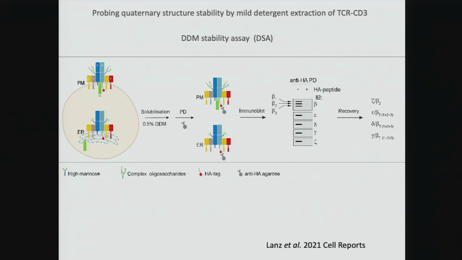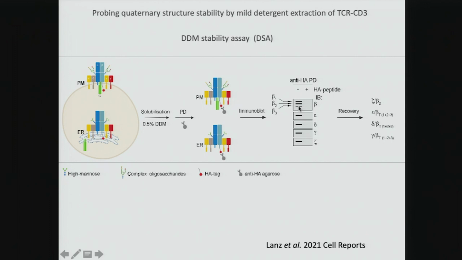Then we have to go to some experimental demonstration, and as I anticipated before, this was based on this assay, we call it DSA, or DDM stability assay. DDM is the name of the detergent used, lauryl maltoside. You take the wild type receptor with a tag inside and pull it down, and then you quantitate very carefully the subunits by Western blot, believe it or not.